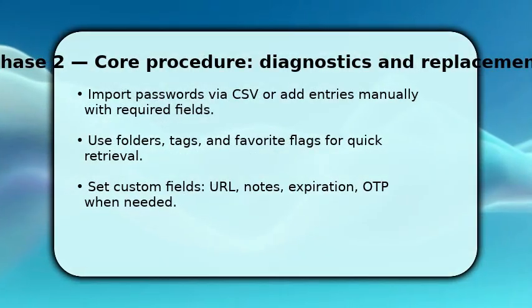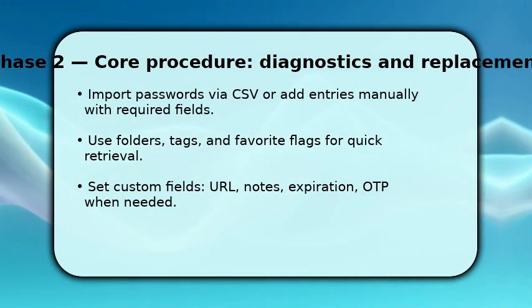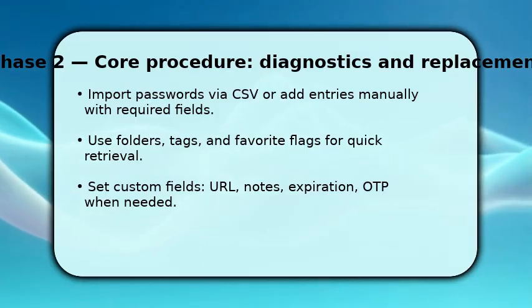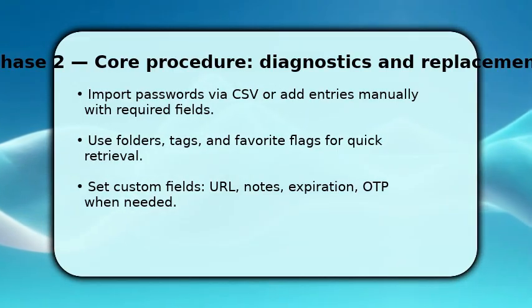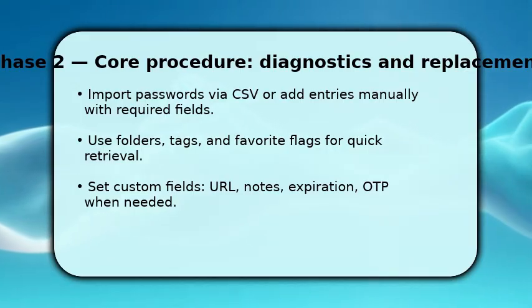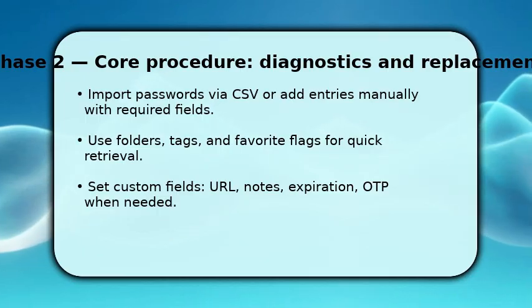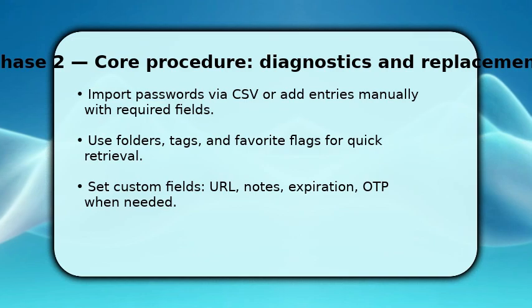Next, add entries and organize them so you can find credentials instantly. You can import a CSV or add items one by one. Once entries exist, create folders and tags to mirror how you think about accounts and mark frequent logins as favorites. Make use of custom fields such as URL, notes, and OTP to centralize details. Also, set expiration reminders for credentials you must rotate. This reduces risk and keeps your vault tidy as it grows.